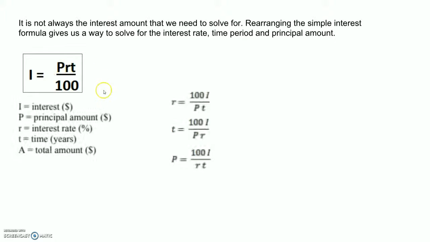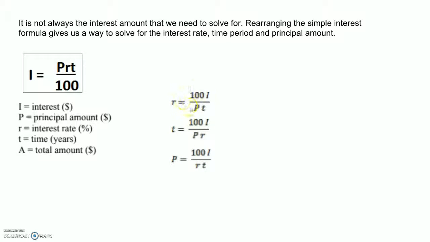So now you're not always after your interest amount to solve for. So if you rearrange your simple interest formula, I equals PRT over 100, we can also solve for our interest rate, our time period, and also your principal amount. In order to do that, here are the formulas. So R is equal to 100I over PT. T equals 100I over PR, and P equals 100I over RT.